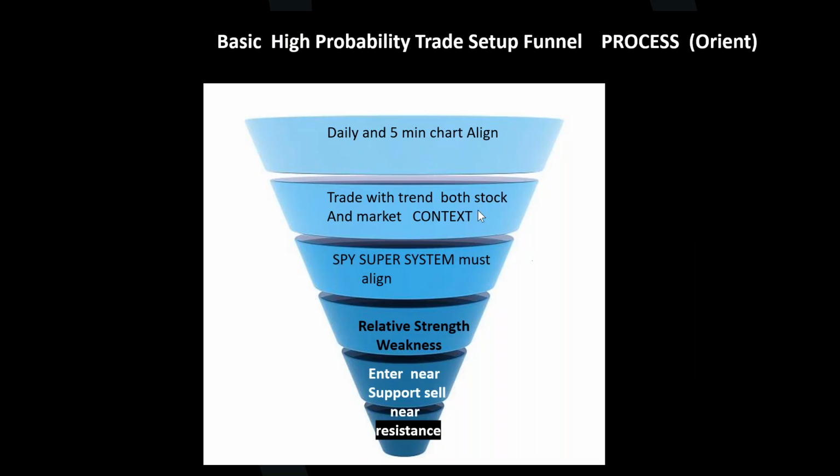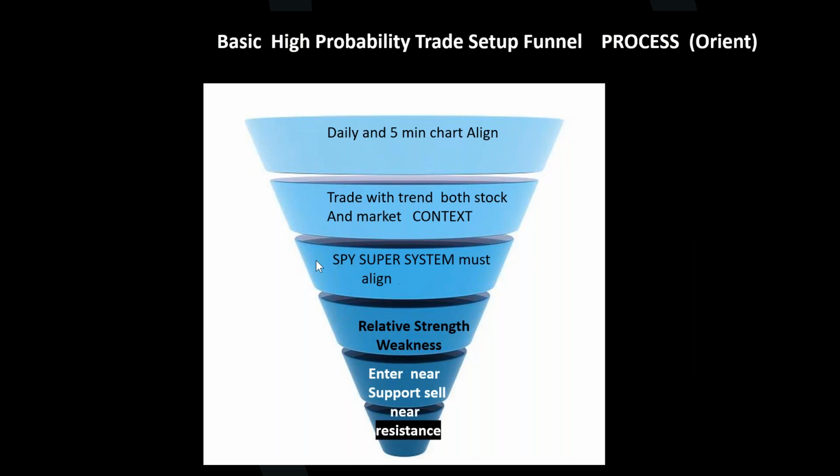Okay, trade with the trend, both the stock and the market. If you have a trend with the market moving up, and you've got a nice stock that's moving up with a good bullish trend as well, that's the context of what you're looking for. You're trying to trade in the direction of the trend. Now, sometimes there isn't any trend in the market at all. Then you have to go with the stock trend, and that basically goes back to relative strength and relative weakness.